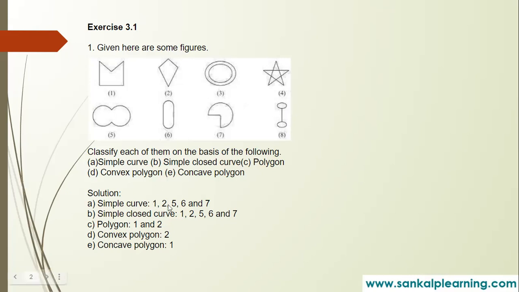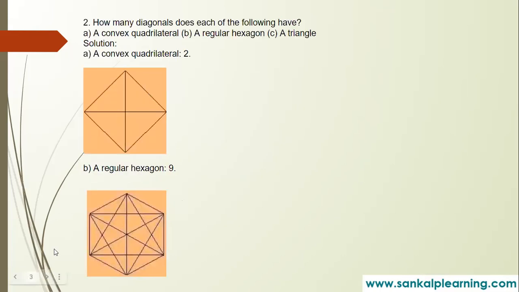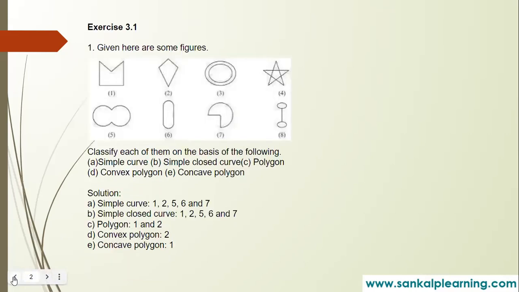Now the figures 1, 2, 5, 6, 7 are the simple curves. And those are closed curves also. All are closed. All are closed figures. 1 is a closed figure. 2 is a closed figure. And 5 is a closed figure. 6 is a closed figure as well as 7.